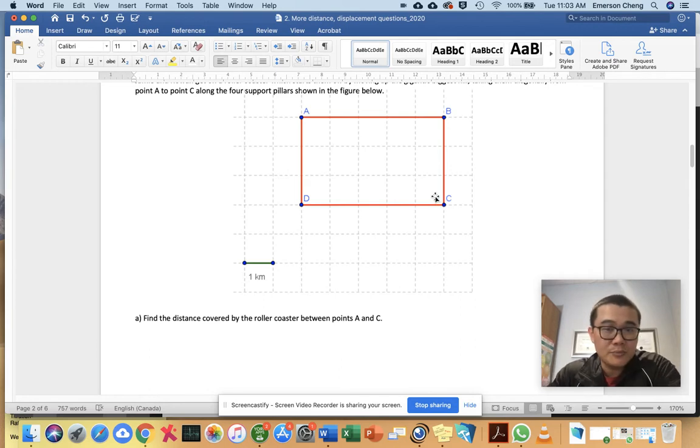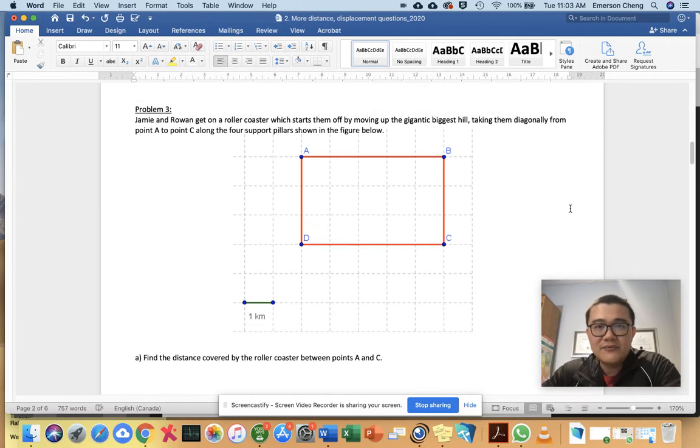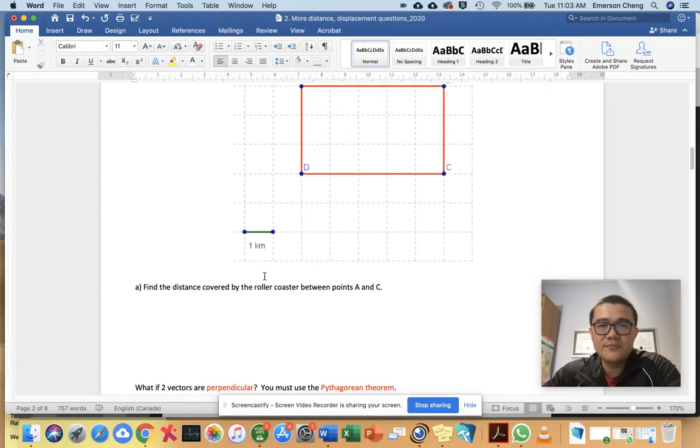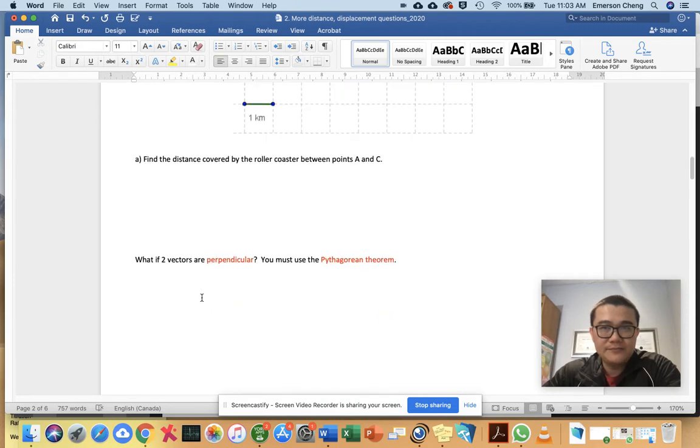Some of you have probably seen this stuff in math before. I think this should actually be displacement. It makes more sense if you're talking about the two vectors. So in this case, it should be displacement. I'll change that. Now, what if the two vectors are perpendicular?